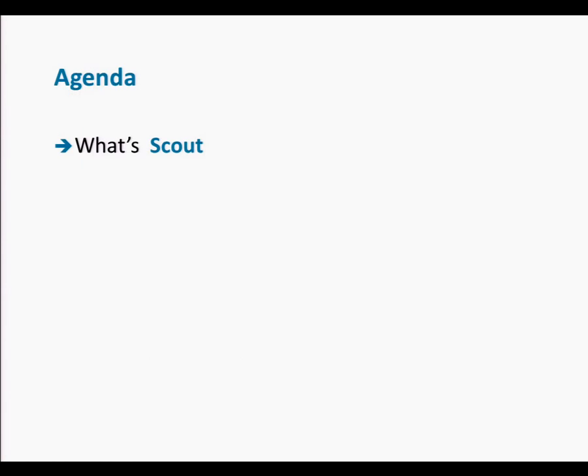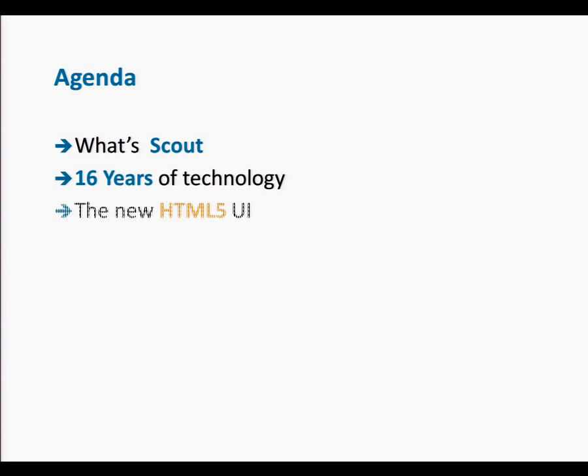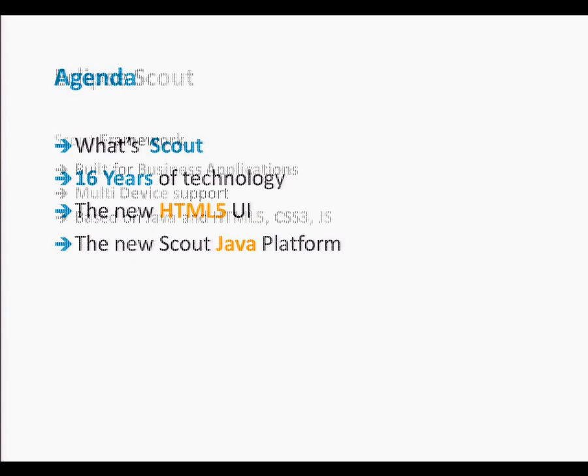So on the agenda, very briefly, what's Scout about? Why is it here? What kind of problems does it solve? Then I'll do some brief wrap-up of 16 years of technology history of Scout, because that's the age of Eclipse Scout. And then we're going to show the new HTML5 UI styling and theming. And we also talk about the new Eclipse Scout platform. I will do the first part until the HTML5 UI, and my colleague will be talking about the Eclipse Scout Java platform that is also new with the Neon release.